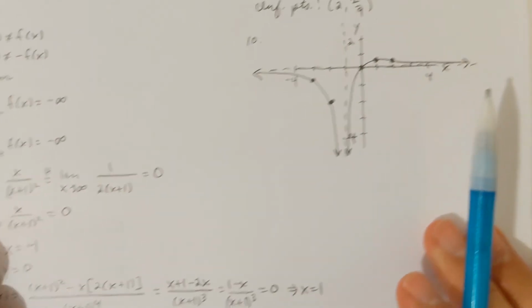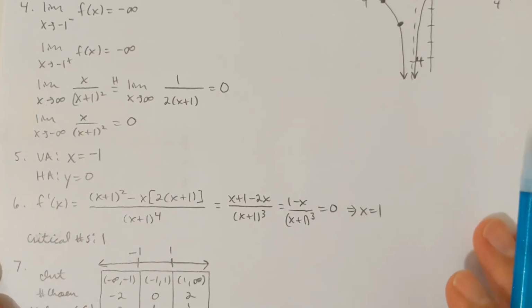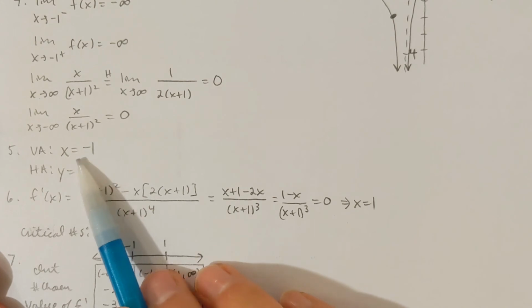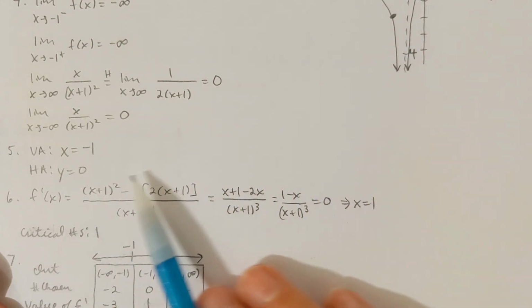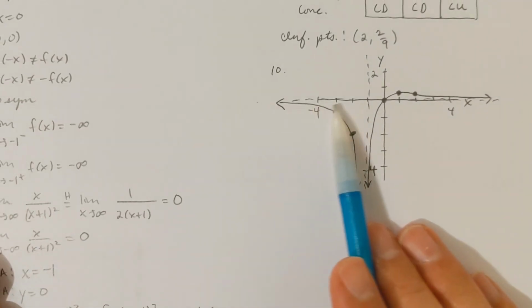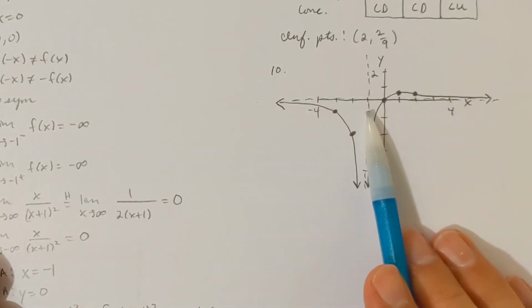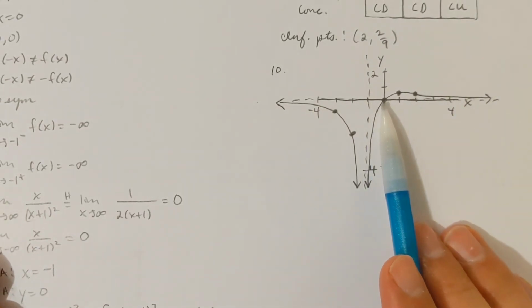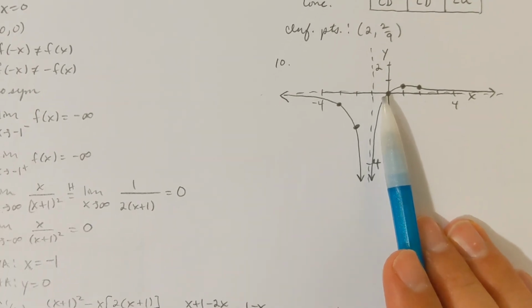We can see that. And x equal negative 1 is a vertical asymptote. We already had that there. y equals 0 is a horizontal asymptote, right? The graph will cross the horizontal asymptote once. We can see that since 0, 0 is on the graph.